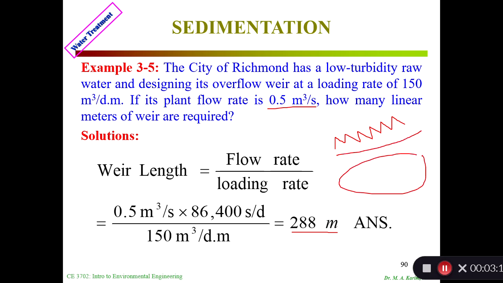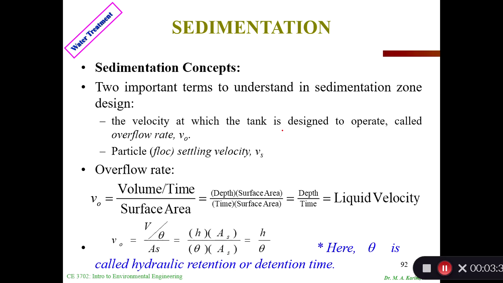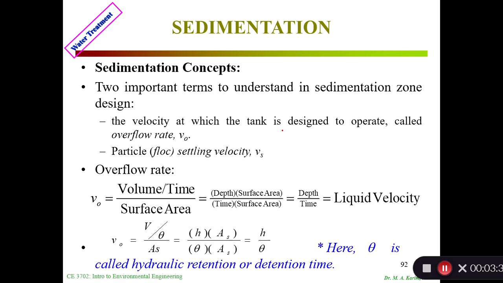It could be circular. If we make it circular, then all of that length can be counted. I'll show you a picture so we know how it goes. Sedimentation again, the sludge storage zone, we explain a little bit here. Coagulated flocs and other things, how it works, you guys can read those there. Now the concept, how sedimentation happens.